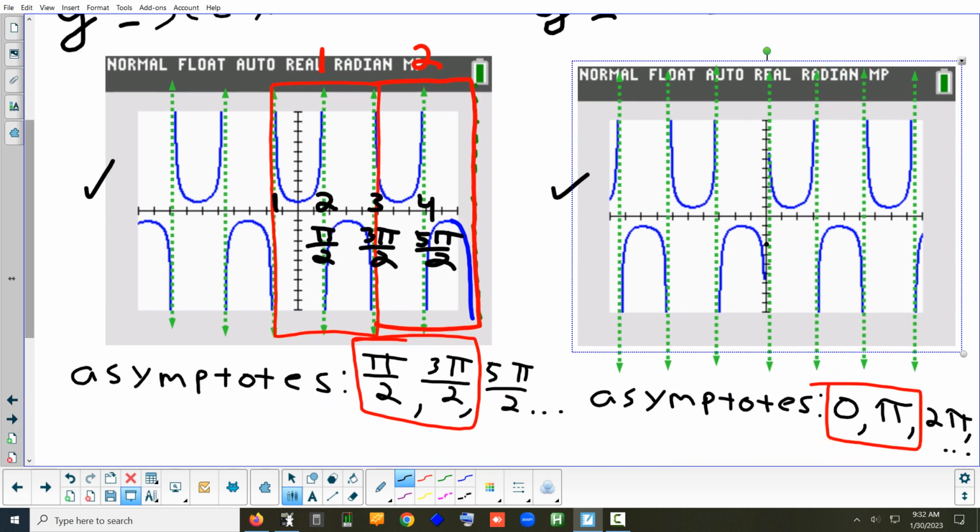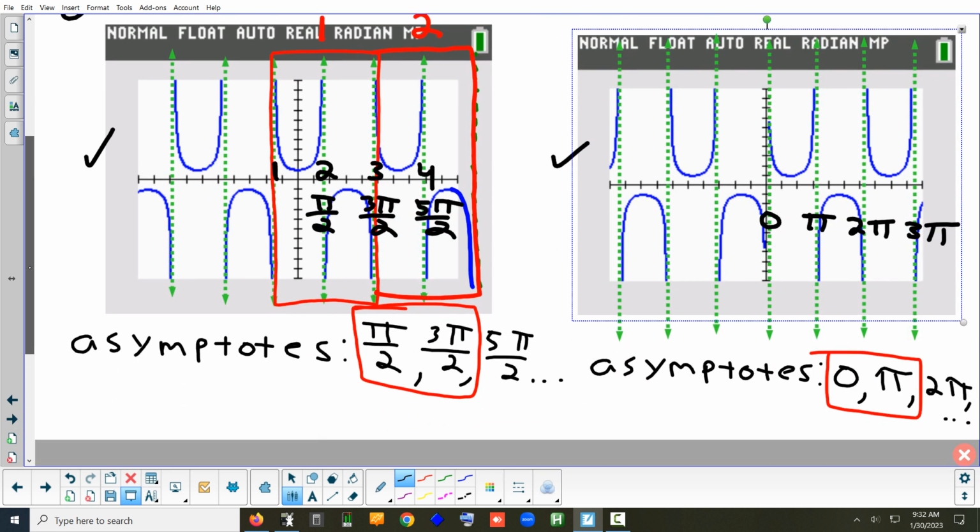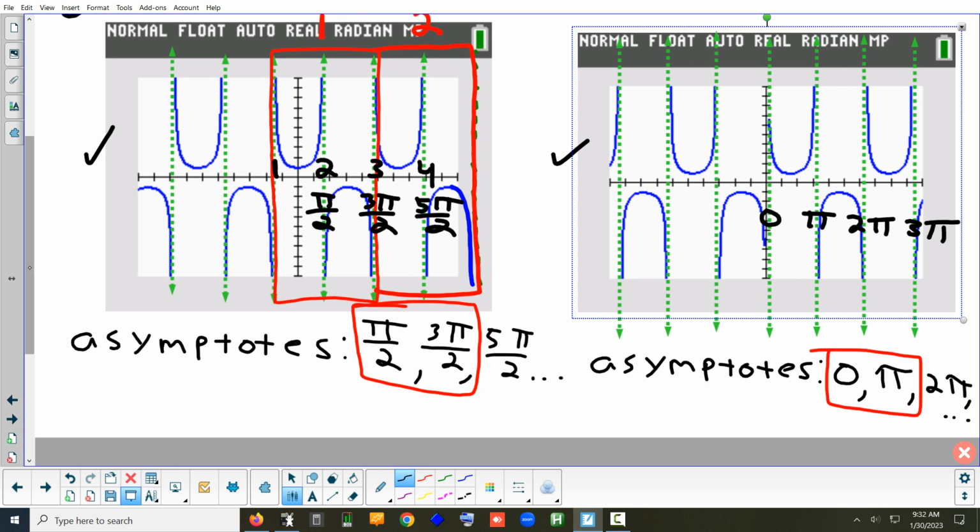Okay, for cosecant, we start at 0. The next one's at pi. 2 pi, 3 pi. But the idea is not to list out every single asymptote because there's infinitely many. All you have to do for secant and cosecant is list 2 of them. Because I know after that, every asymptote is just going to be a repeat of the first 2 you told me. One cycle later, or one cycle earlier.